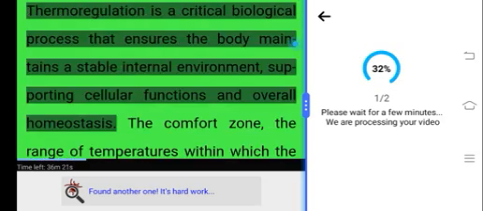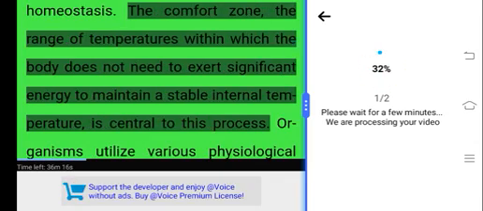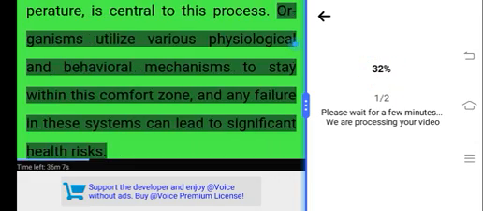Conclusion. Thermoregulation is a critical biological process that ensures the body maintains a stable internal environment, supporting cellular functions and overall homeostasis. The comfort zone, the range of temperatures within which the body does not need to exert significant energy to maintain a stable internal temperature, is central to this process. Organisms utilize various physiological and behavioral mechanisms to stay within this comfort zone, and any failure in these systems can lead to significant health risks.